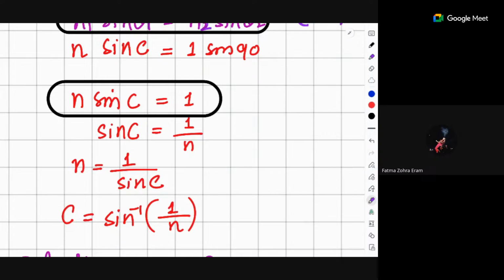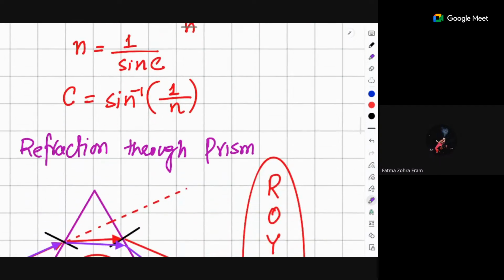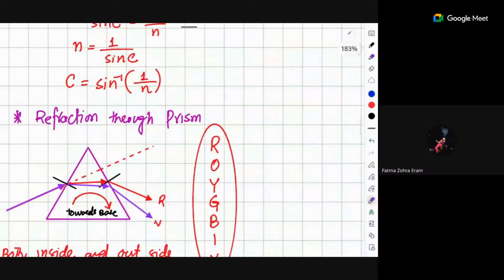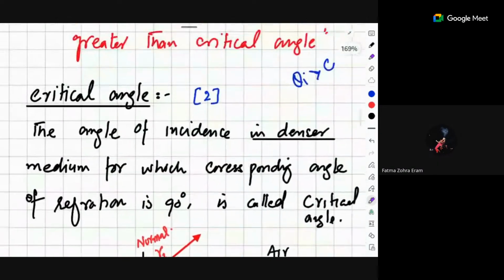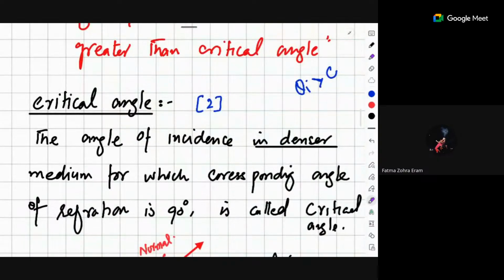Is this clear to you? Yes, sir. Okay, so moving on to the next topic, that is total internal reflection. This was critical angle. So till this point, any confusion, anything you want to ask me? No, sir. No questions. No confusion.